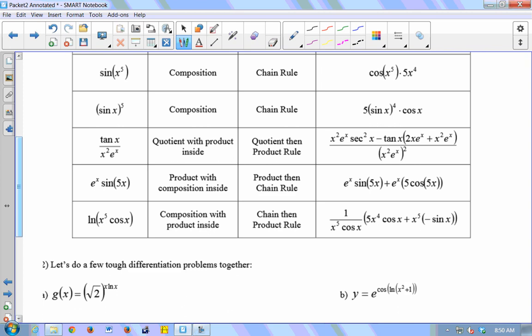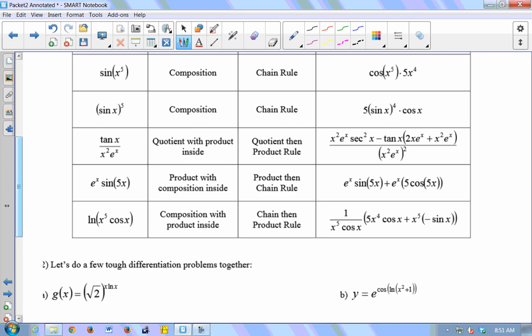And sine x to the fifth looks almost the same, except that we've switched which function is inside and which function is outside. So in this one, you would apply the power rule first, because that's the outside function. So apply the power rule to the stuff of sine x, and multiply by the derivative of the stuff, cosine x. And then we start getting more complicated, right?